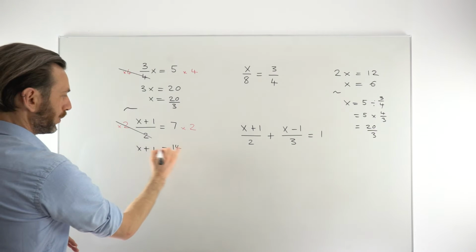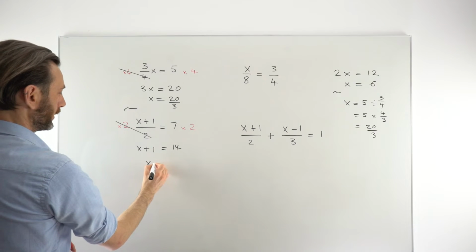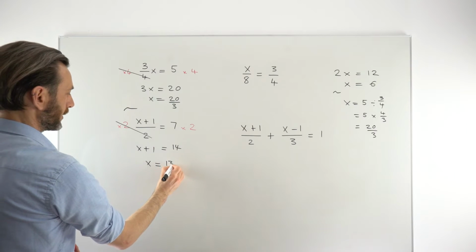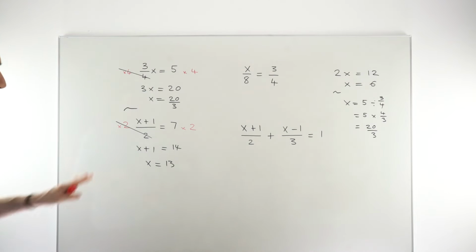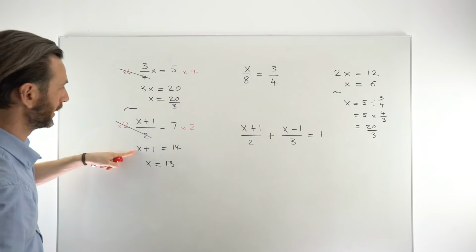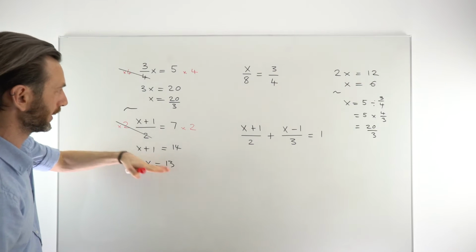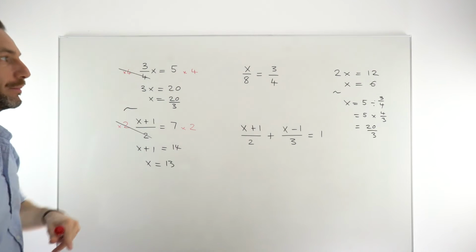And then just moving the 1 over to solve like a normal linear equation, we will just get 14 minus 1, so 13. So not too bad there for that one either. We were able to get rid of the fraction after one line of working and then just carry on like a normal linear equation, just like we did up there.